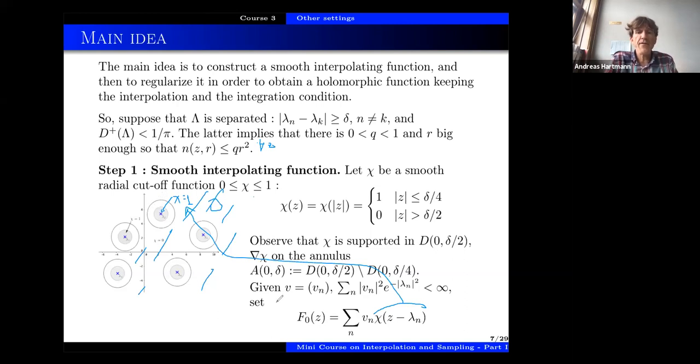So the support of the gradient of chi is only on the annuli. A naive approach would now be to set f0 to be the function sum of vn chi of z minus lambda n. It's a little bit like a Lagrange polynomial. It's 1 at the point lambda n, it's 0 at all the other points. But of course, chi is not analytic.